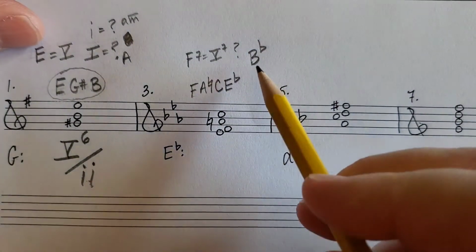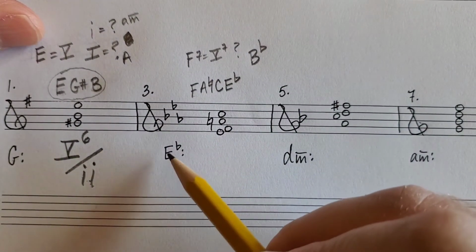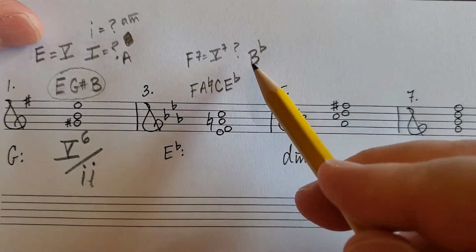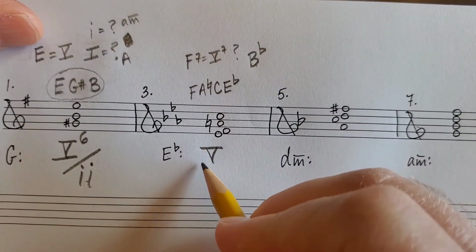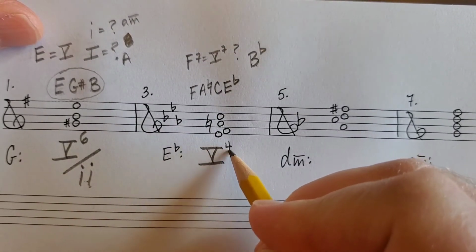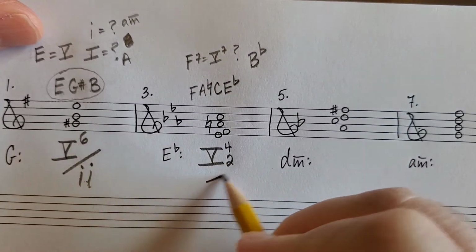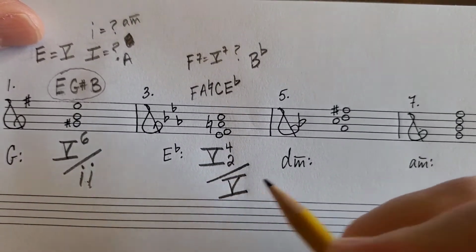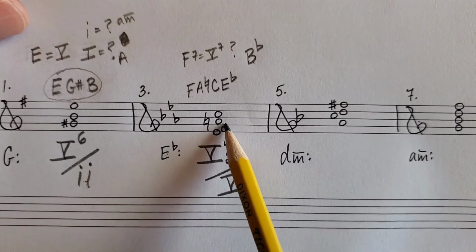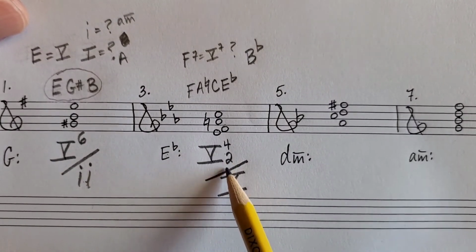Then you want to compare this to the home key. So in the key of E flat, what number is B flat? And the answer is 5. Now notice the 7th is in the bass. We put the inversion symbol on the top, and then the 5 on the bottom. So what this is saying is that in the key of E flat, this chord is 5/4/2 of 5.